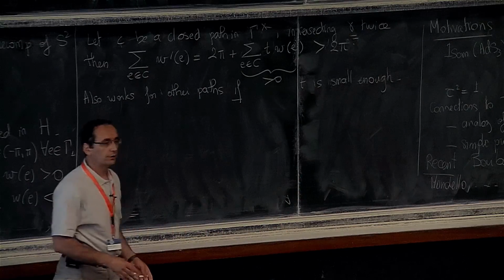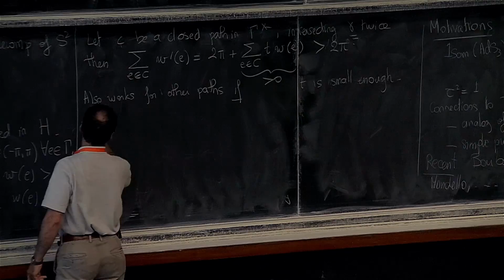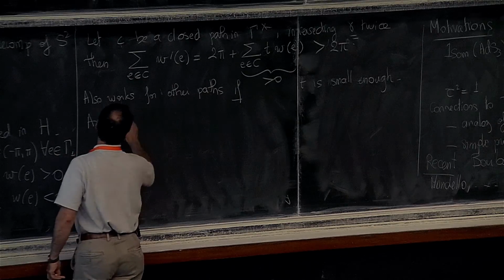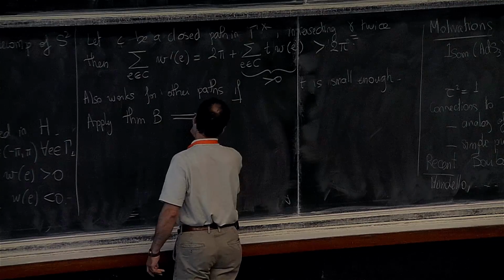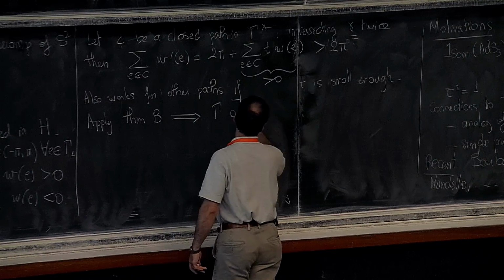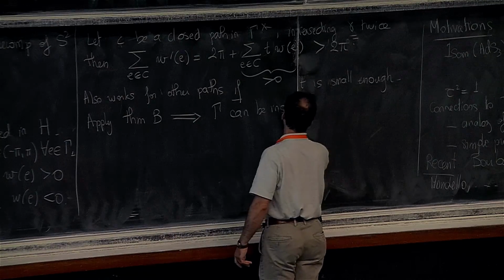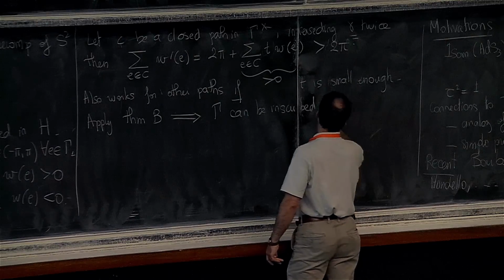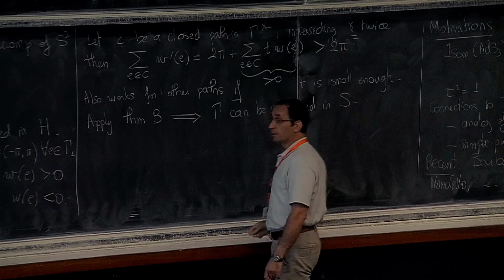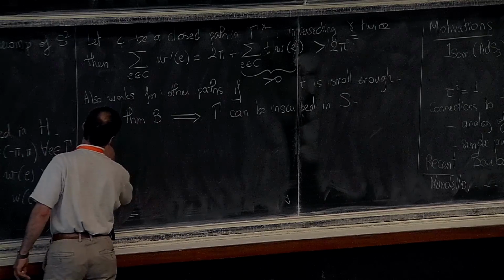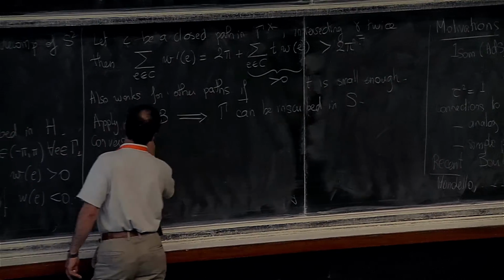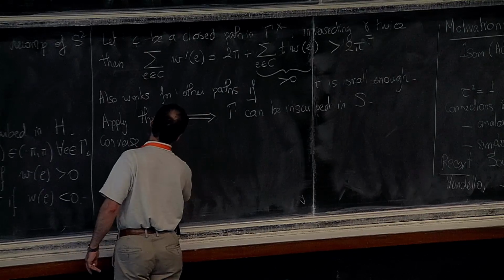Okay? And then now you can apply theorem B, which is a result of Rivin, and you obtain that gamma can be inscribed in S. Simple. And basically the idea is that the converse works the same way. It's more or less, well, similar, I should say.